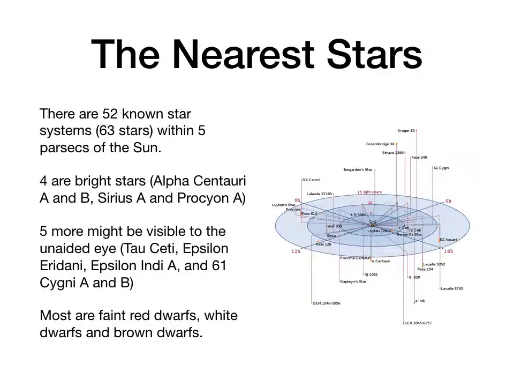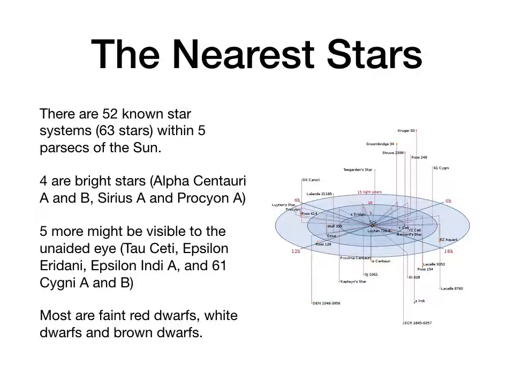Now, 5 more of those stars are conceivably visible to the unaided eye, depending if you're at a dark place, but don't look like anything special to the unaided eye. Tau Ceti, Epsilon Eridani, Epsilon Indi A, and 61 Cygni A and B. Those, the first star we measured.